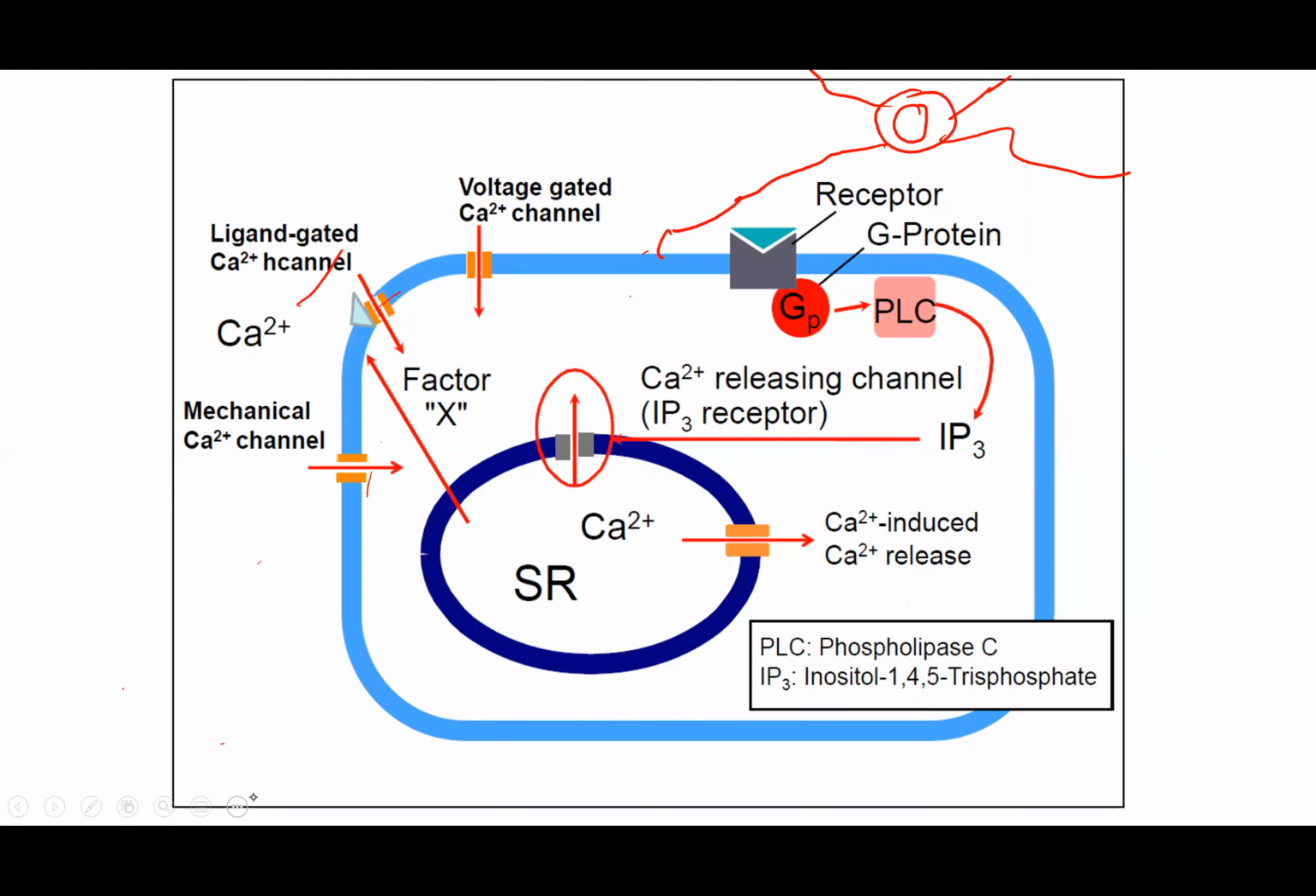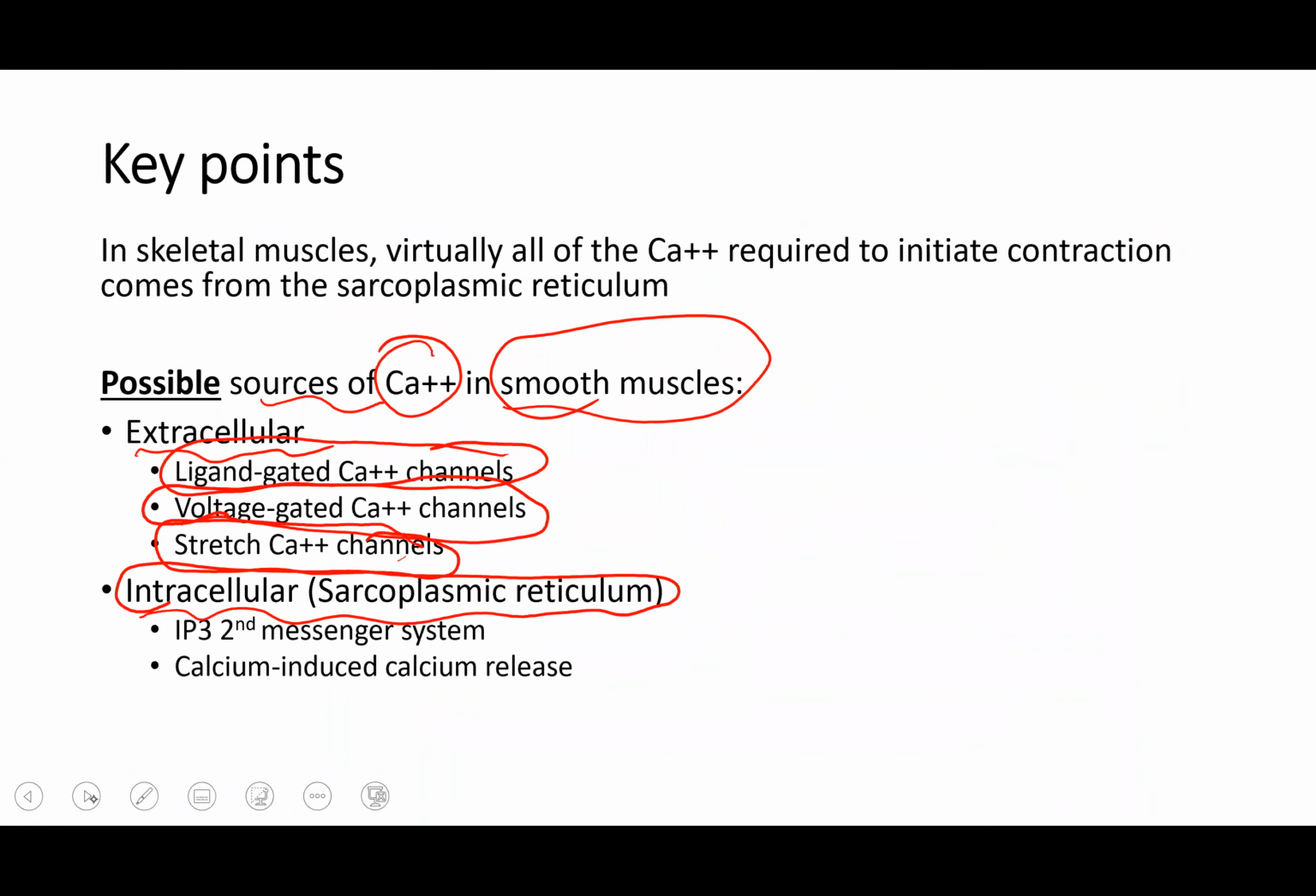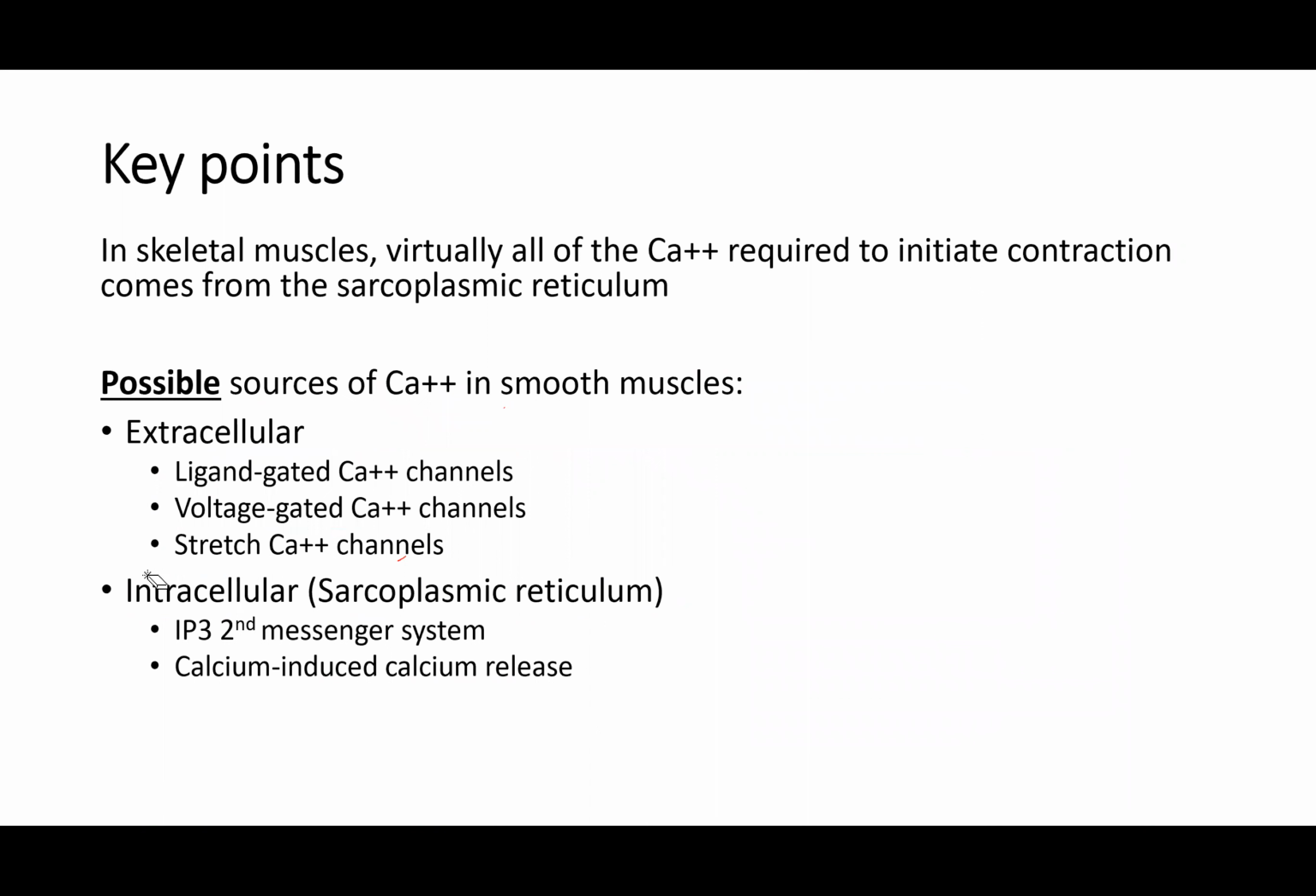All right. So lastly, before we move on to the next point, calcium may also come from the intracellular environment. The way it comes from the intracellular environment is through two specific methods. Number one is through the IP3 second messenger system, and number two is through calcium-induced calcium release.